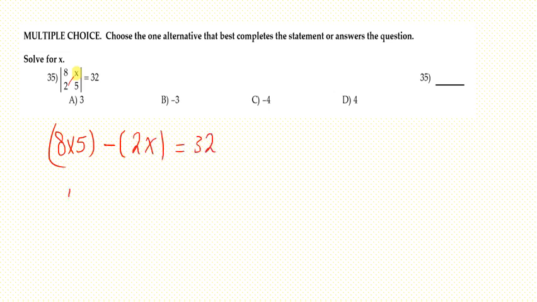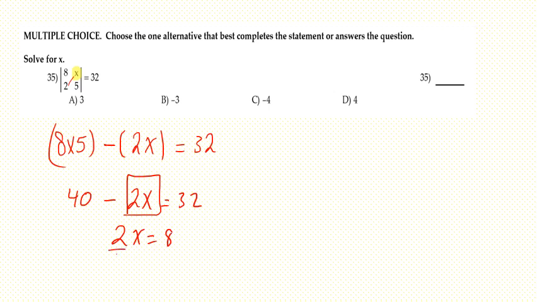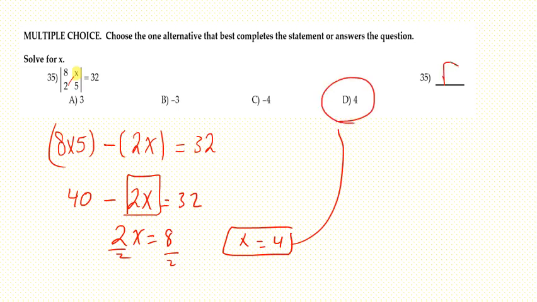8 times 5 is 40. 40 minus 2x is equal to 32. I may ask myself, 40 minus what to be 32? 40 minus 8. So 2x is equal to 8. In this case, divide both sides by 2. So x is equal to 4. And the right answer is D.